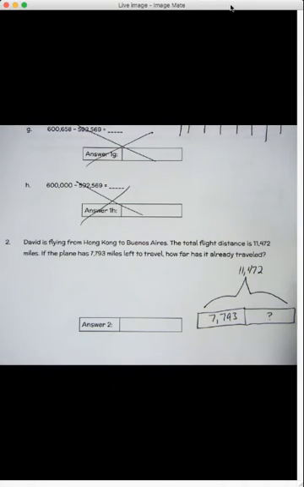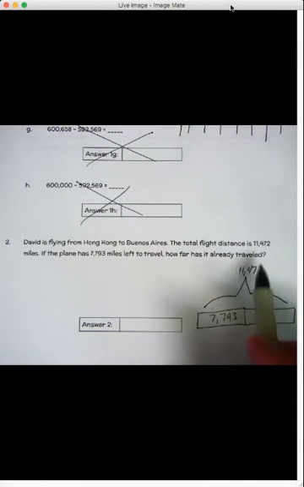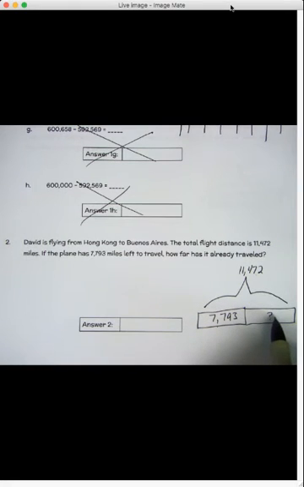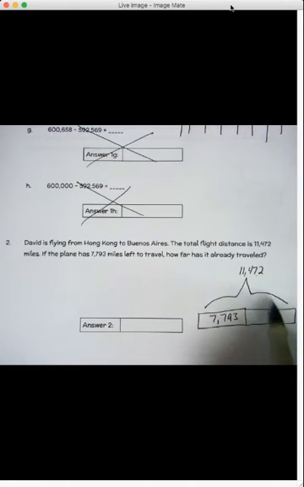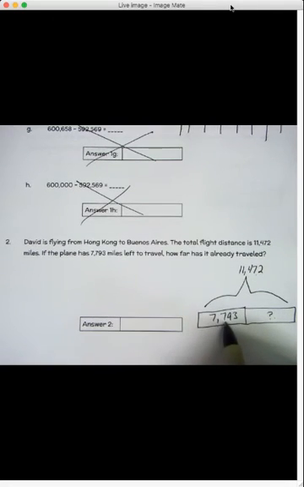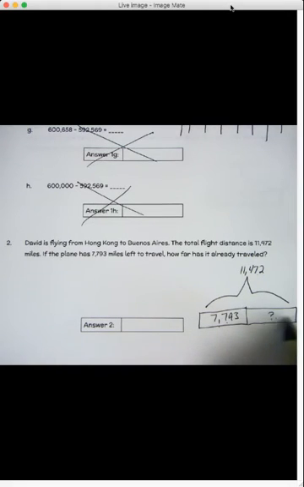David is flying from Hong Kong to Buenos Aires. The total flight distance, or total number, is 11,472 miles. If the plane has 7,793 miles left to travel, how far has it already traveled? So it had to go this far altogether, and it's got this far to go. So we want the other piece of the puzzle. How far has it already gone if this is all that's left?